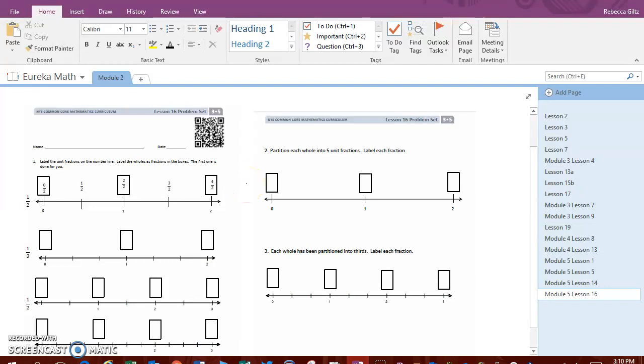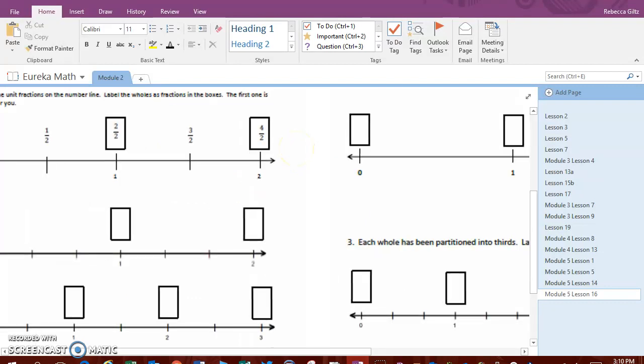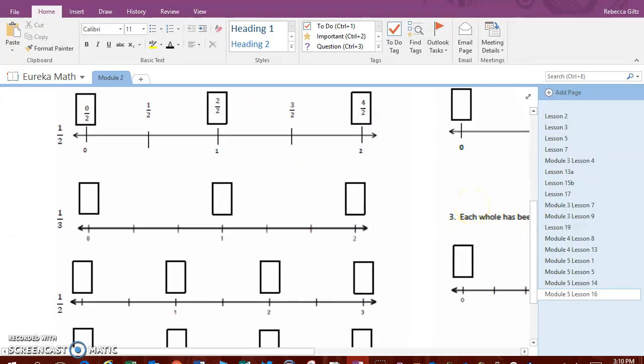Okay, so I'm going to zoom in here a little bit, and that way I can write in these boxes a little easier. Let's go to the first one that isn't done for us. This is a third. So you can see there's 1, 2, 3 sections in one whole. So we're going to start like we have before. This is going to be 0 thirds. Your first tick mark is 1/3. Second one is 2/3. Third one is 3/3.